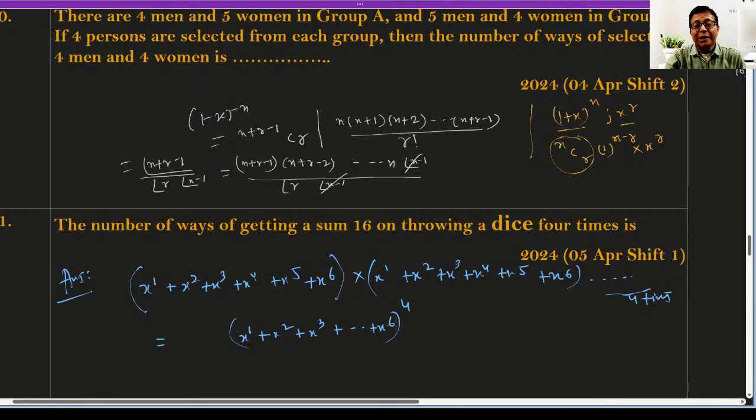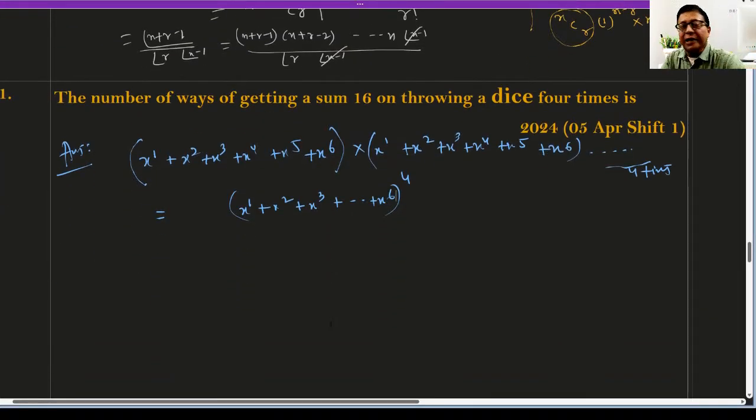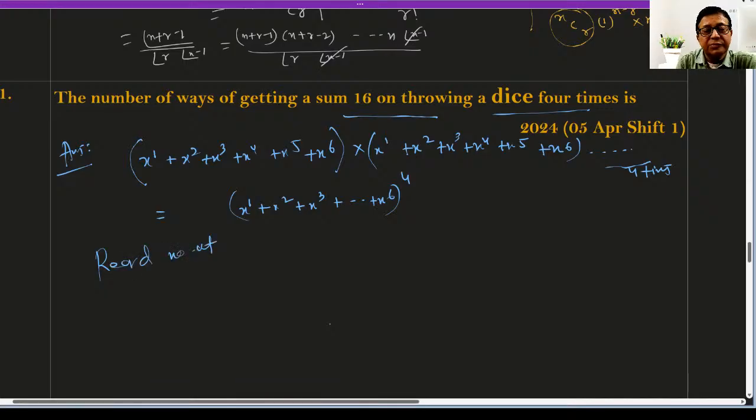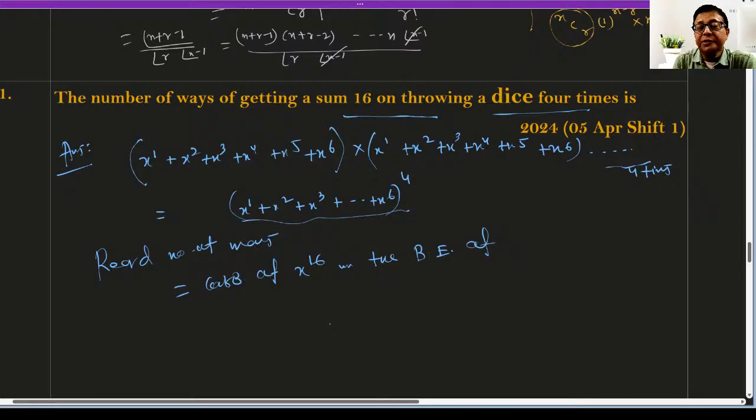So as I have taken the number of times the face will appear as the index, can't I say that getting a sum of 16 on throwing a die 4 times, the required number of ways is equal to the coefficient of x to the power 16 in the binomial expansion of the above? You agree or not?